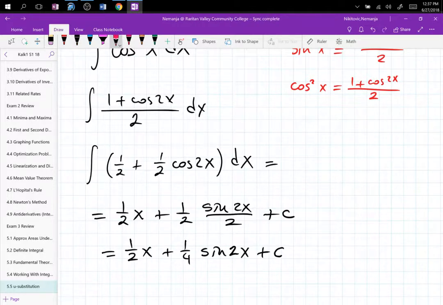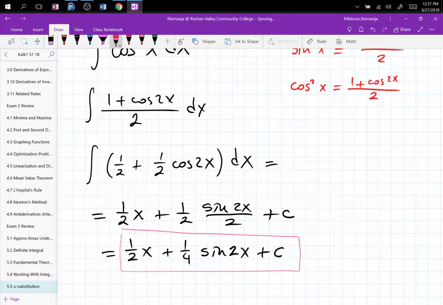And this is it. This is what we have as the answer. There's no other way to solve this. There is no u substitution you can do. There is no kind of magic other than knowing this.